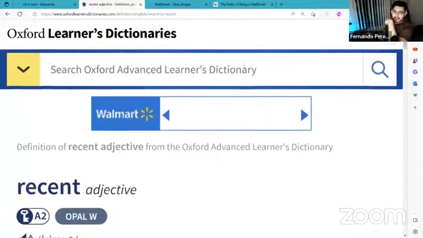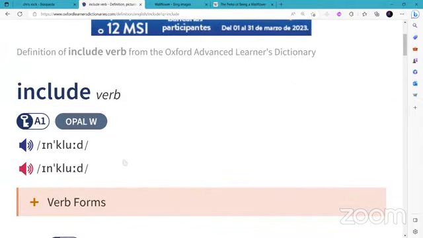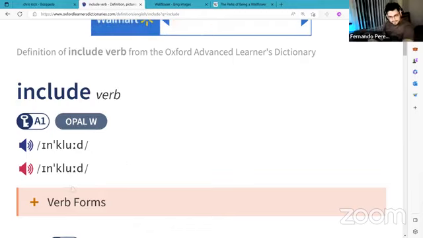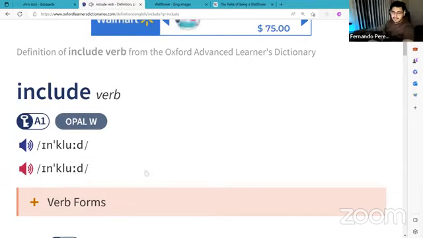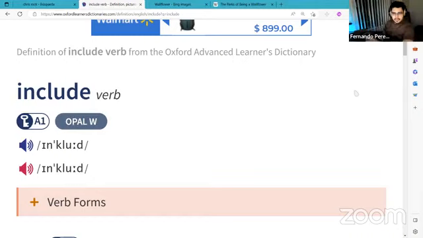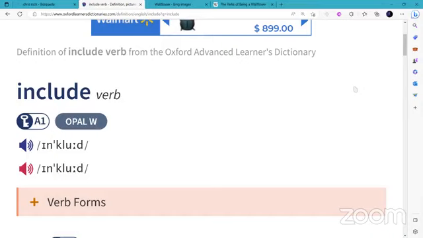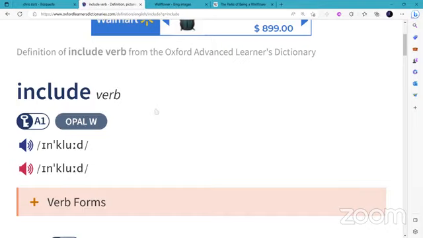Okay, let's go to the dictionary. Include. I include, you include, and he, she, it includes. Include is no. Okay, complete. This includes no. Include this. There's no additional syllable.